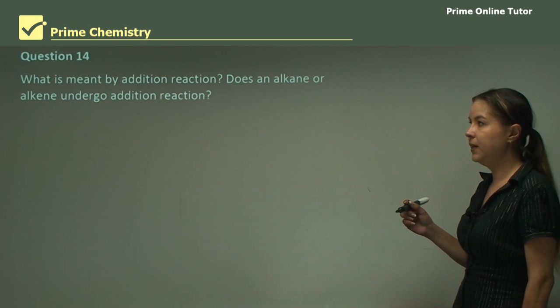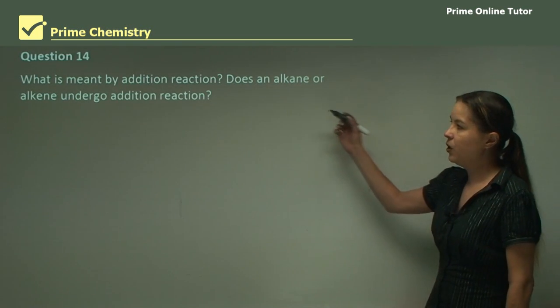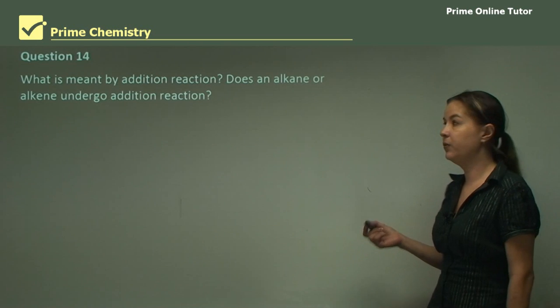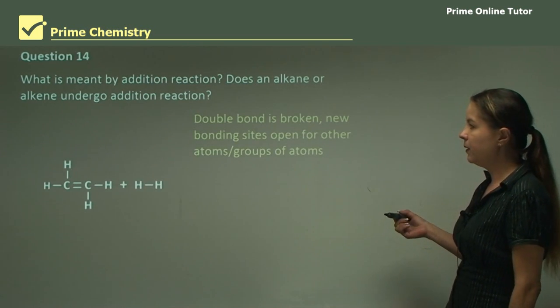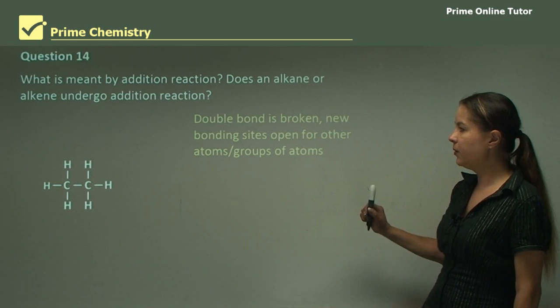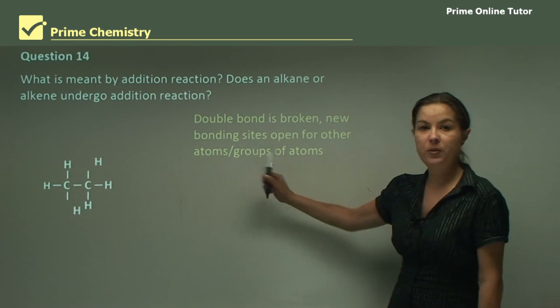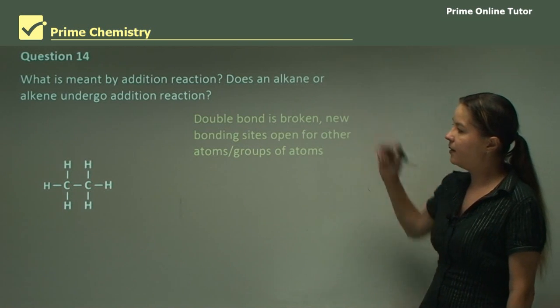Now question 14, what is meant by an addition reaction, and does an alkane or an alkene undergo an addition reaction? Well, it's an alkene because we need a double bond to be broken, opening up new bonding sites for different atoms or groups of atoms. So your answer to that is an alkene.